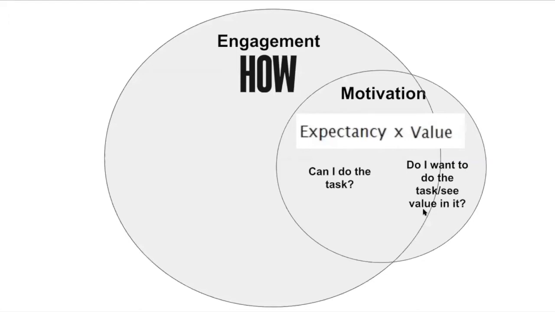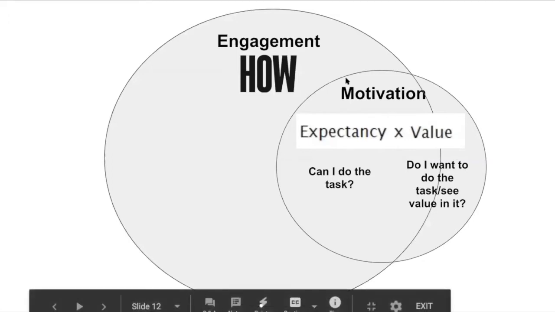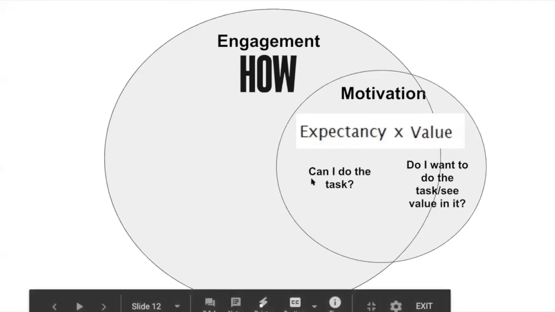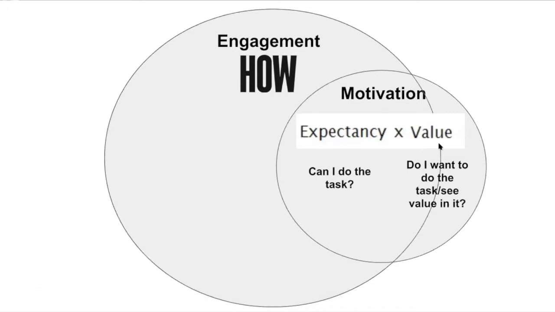Now, think about it this way. We've got motivation, which is a key component of engagement. And one way to look at motivation is a combination of expectancy and value. That came up in a number of those theories that we looked at. So kiddos are constantly asking themselves in school, do I have the ability to do this? Do I expect to do well? And do I value this task that I'm being asked to do?